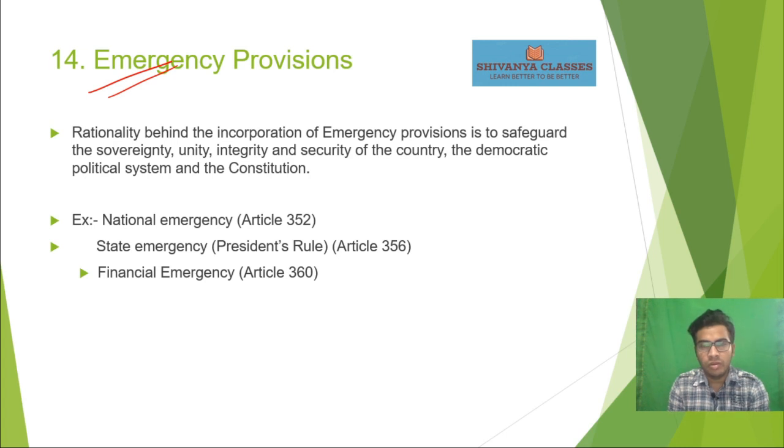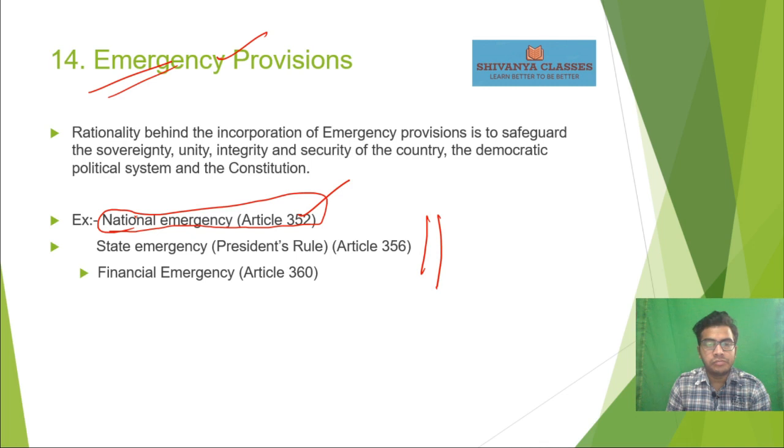Suppose there is an armed rebellion going on in our country. How do we deal with it? We have emergency provisions. We have separate chapters for emergency provisions. We will learn there, but for the time being, just remember there are three kinds of emergency. First is national emergency. What is national emergency? Suppose there is a war going on, or an armed rebellion. The president will declare a national emergency.